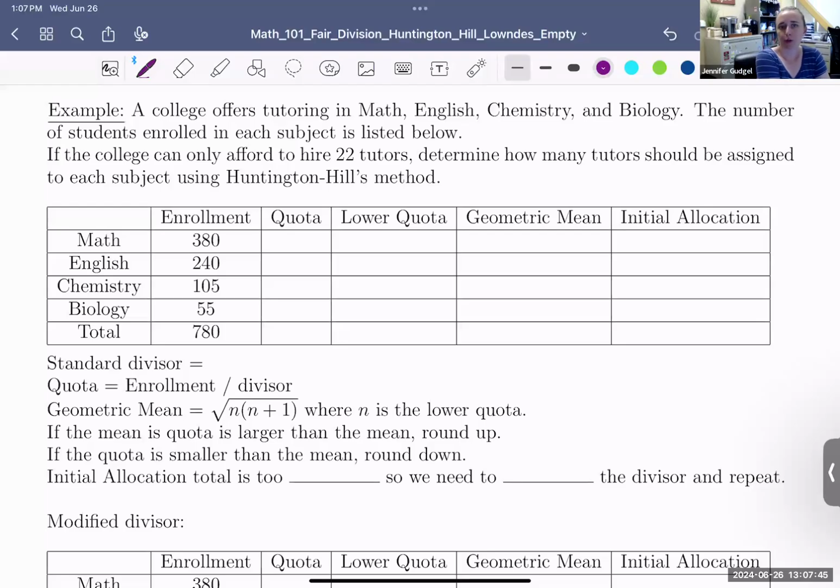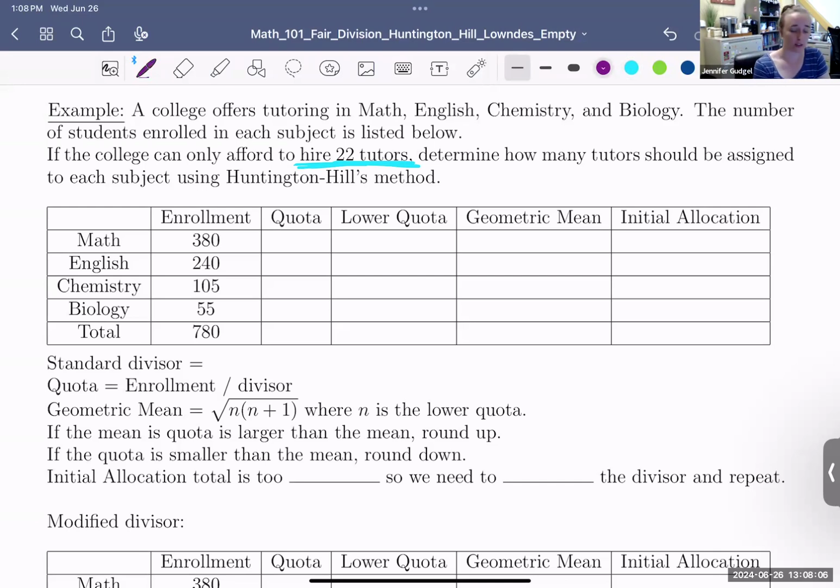All right, we've got our tutoring center problem again. So we've got departments, we have the number of tutors we can hire. We're asked to apportion these based on Huntington-Hill's method now. I'm not going to spend a lot of time on the first two steps. They're the same as what we've been doing. So I'm really hopeful that by now you've gotten the groove.